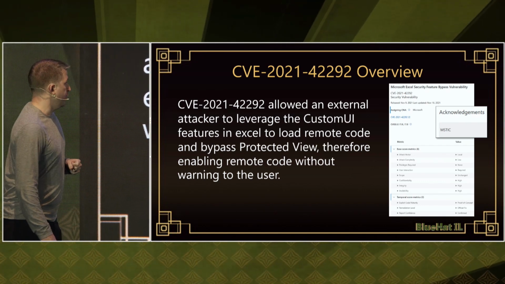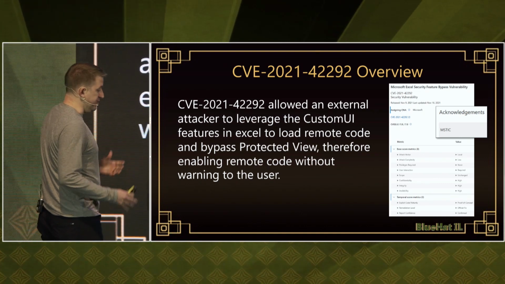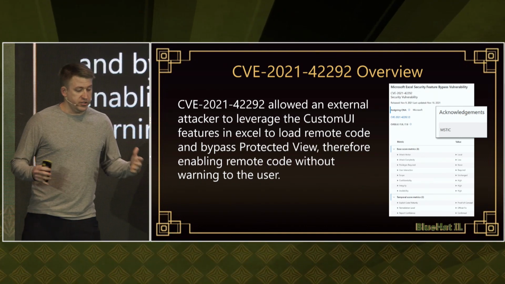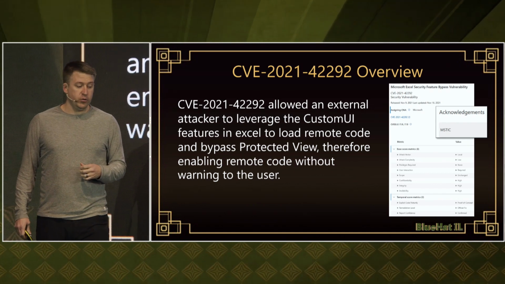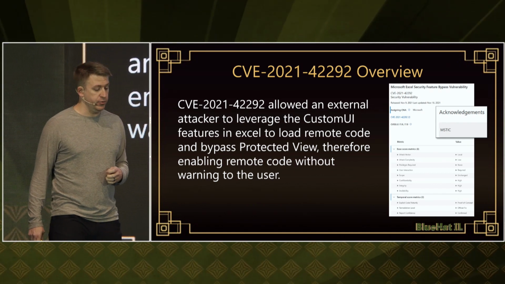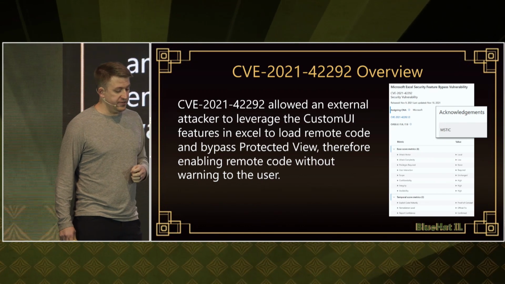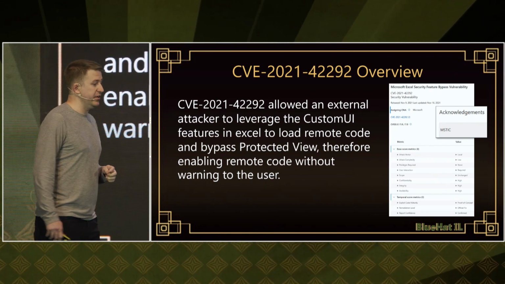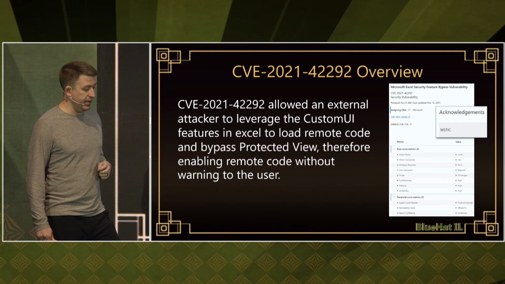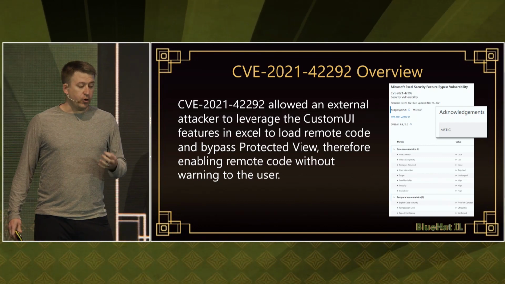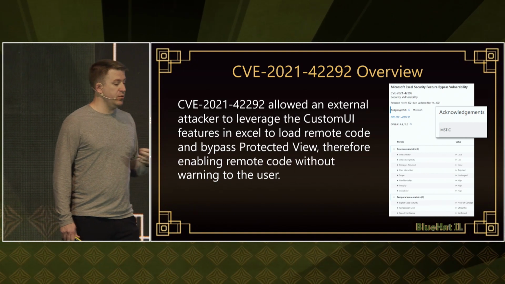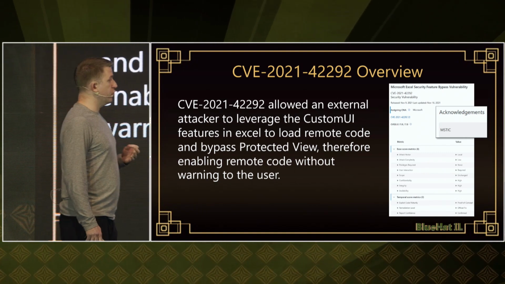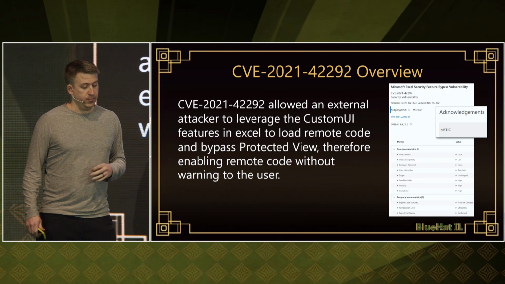And so when we discovered this, the teams across Microsoft worked to analyze this, and we got a CVE, 2021-42292. And this was released very quickly after the campaign was observed in the wild. And the CVE, the vulnerability, is essentially that an external attacker can leverage custom UI features to load remote code outside of a protected view.